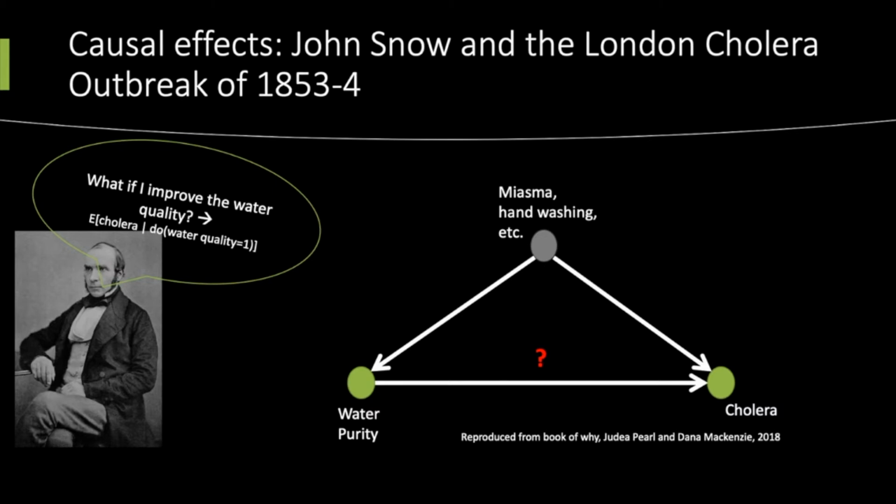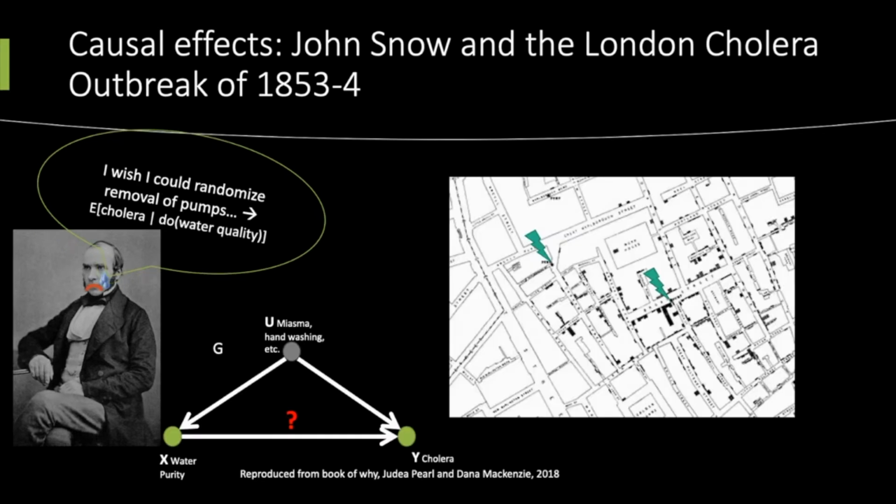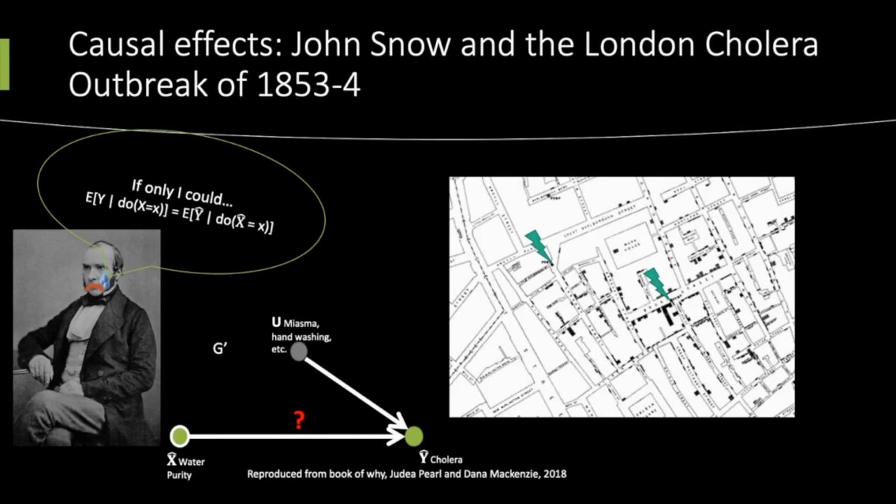If he could randomize the removal of pumps, he could actually say something about the prevalence of cholera given some intervention on the water quality. But unfortunately, that wasn't so easy. Let's just focus on this for a second. If he could randomize the removal of pumps in different locations, represented by lightning strikes on the map presented here, this would correspond to changing the graph from G that we've seen before to G prime, with the edge removed from U to X. Given this randomized data, we could actually make a causal claim, as Snow tells us in the slide.